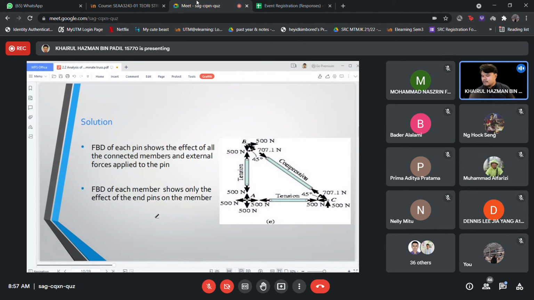Okay, for the free body diagram, each pin shows the effect of all the connected members and external forces applied to the pin, so that we can complete all the analysis and put it in one truss. The members experience tension where there is a force going away from the member, and this is a compression part where the force is going towards the member. By having this analysis, you can know which part you need to strengthen and which part you need to have good material properties for compression and tension.